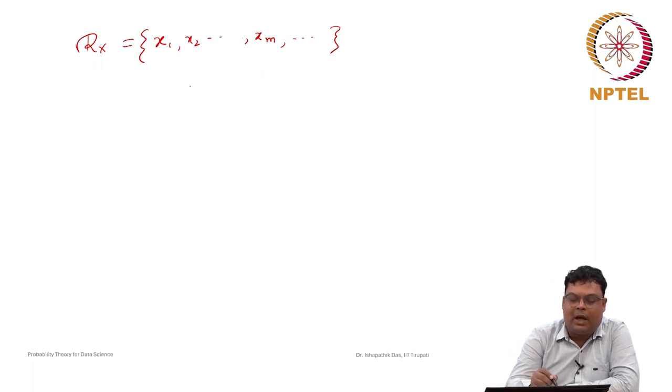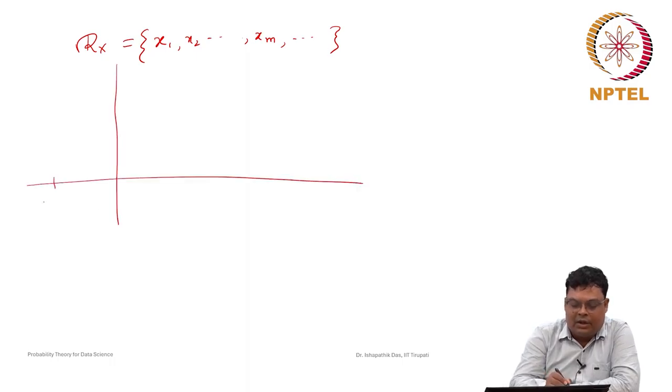And then we can see that the distribution function for a discrete random variable looks like this: suppose somewhere here is x1, then x2, like this. The distribution function is 0 for x less than x1. Then there is a step here, and this continues up to x2, and then like this, up to x3.